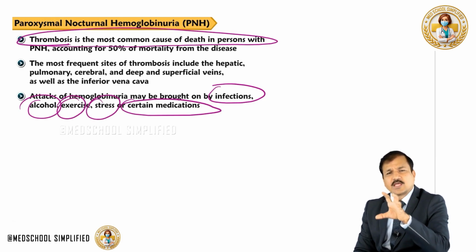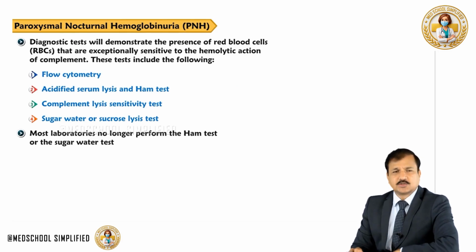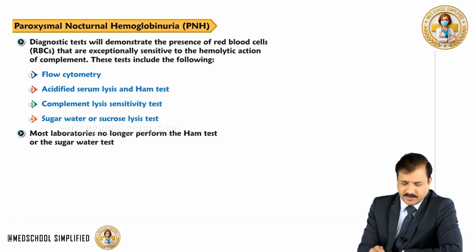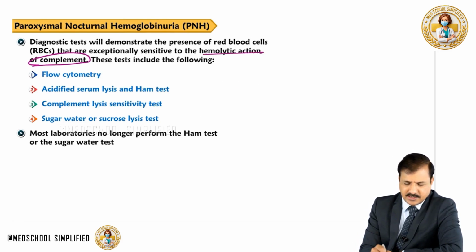Coming to diagnostic tests, these will demonstrate the presence of red blood cells that are exceptionally sensitive to the hemolytic action of the complement. These tests include flow cytometry, acidified serum lysis and Ham's test, complement lysis sensitivity test, and sugar water or sucrose lysis test.